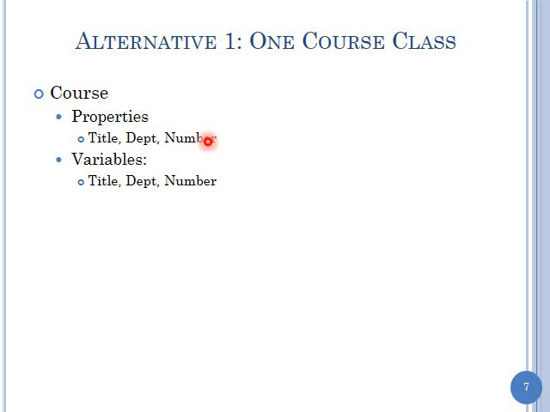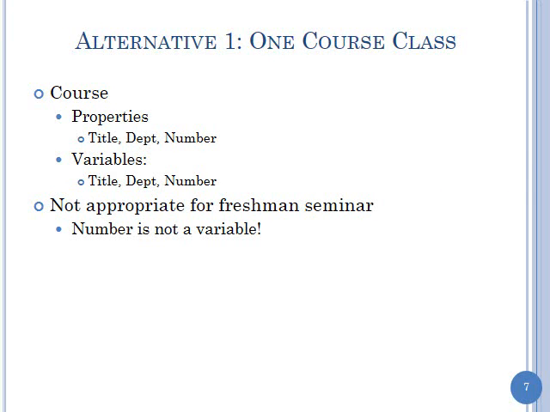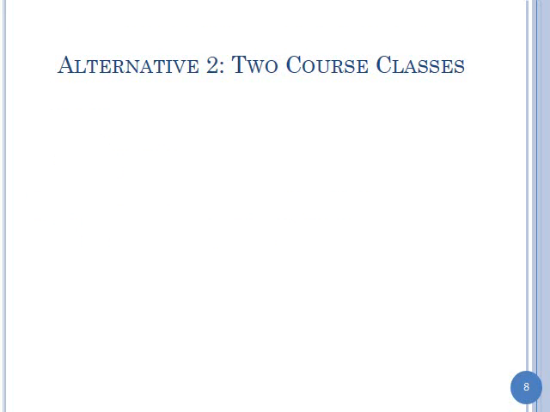Since we are going to have only one course class, and since a regular course does require a number to be stored, we are going to have three variables: title, department, and number. And that, we realized, is not very efficient when our course is a freshman seminar. So this is not appropriate for freshman seminar numbers.